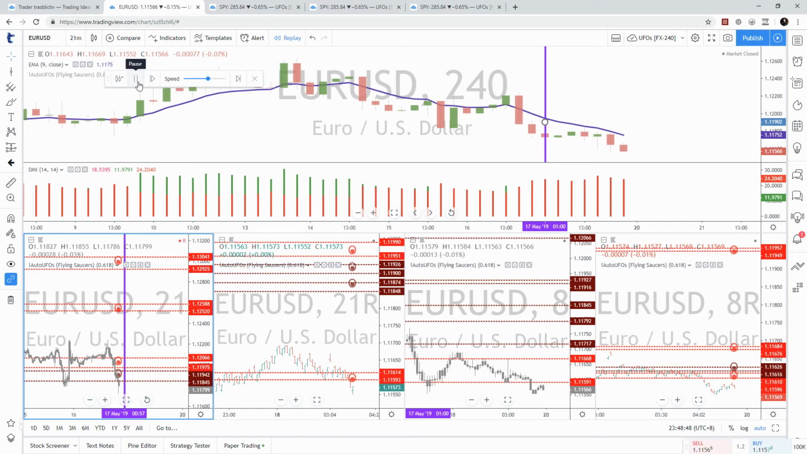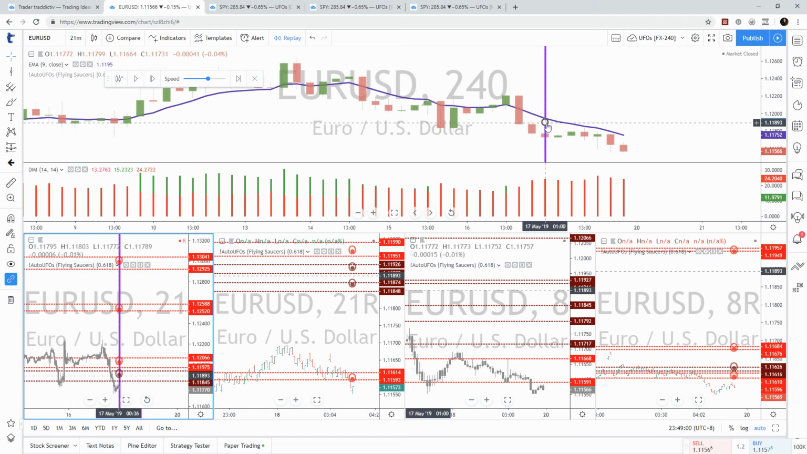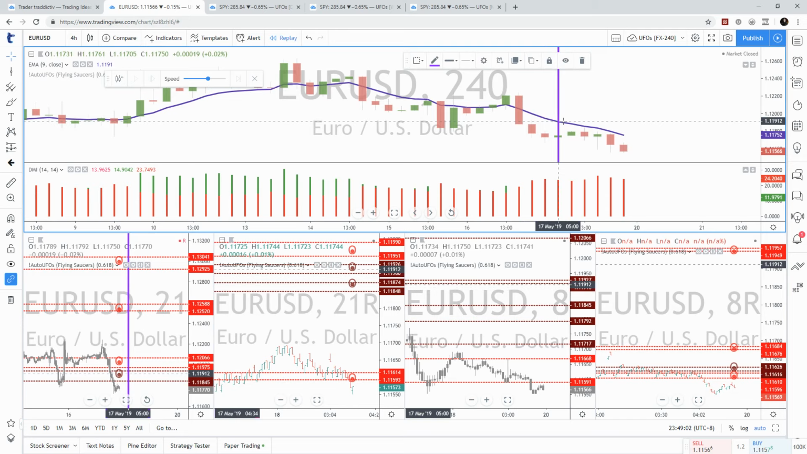A new UFO forms, another UFO forms, and it never came back, right? So now we got to the line. I click pause. I would move to the next candle. Okay, the next candle, the average is 111.91. So what do I do now? Go back to my replay functionality.